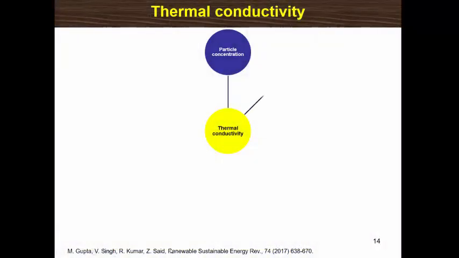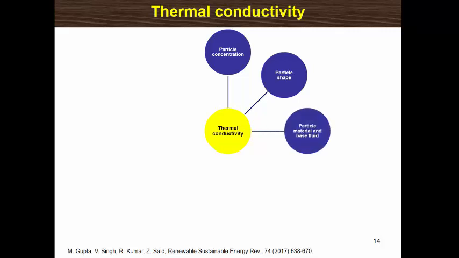Experimental results of previous investigations suggest that the cylindrical shaped nanoparticles showed higher enhancement than the spherical shaped one for the same base fluid, and that the enhancement in thermal conductivity increases by particle aspect ratio. Particle material and the base fluid are the other factors affecting the thermal conductivity of nanofluids.